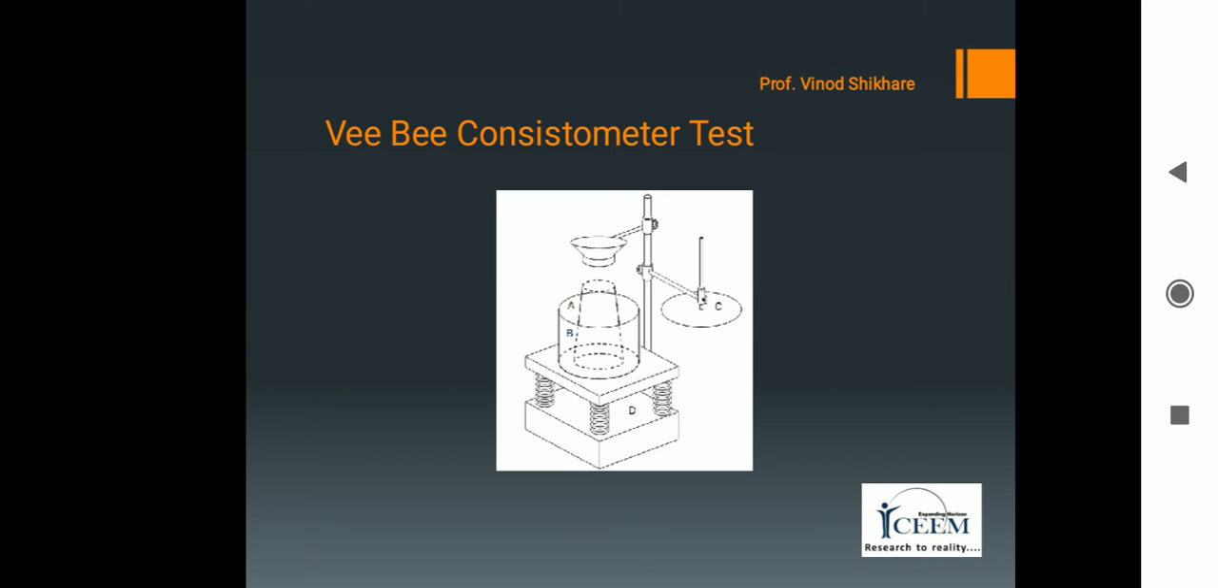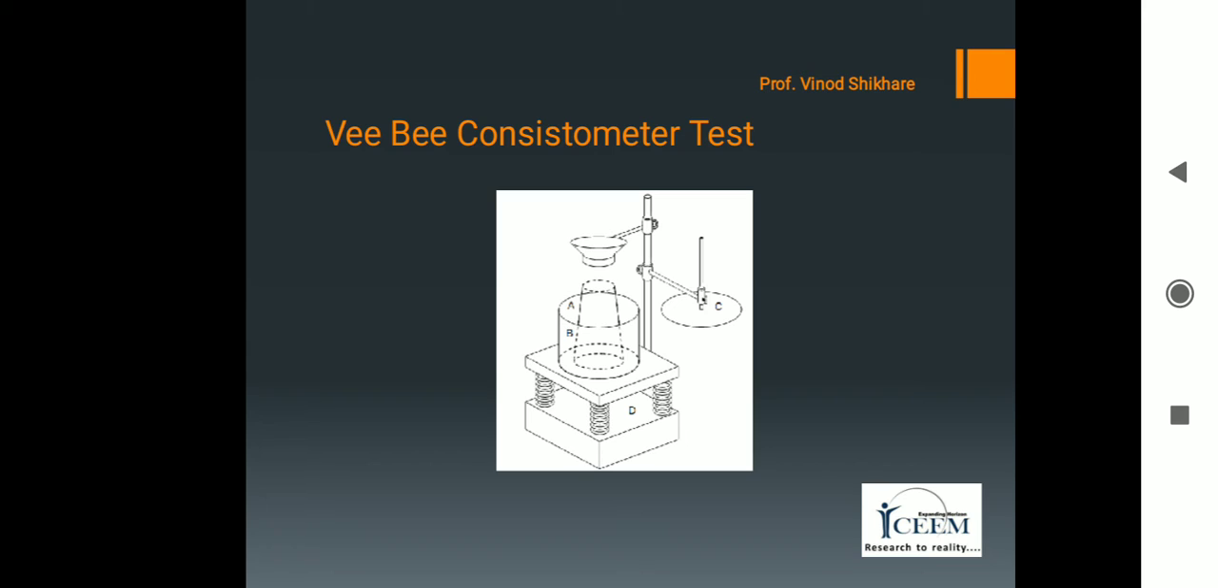The test setup of the VB consistometer is shown in the figure. For carrying out this test, first of all the slump test is performed by placing the slump cone, that is A, inside the cylindrical pot B. After removing the slump cone mold, the glass disc C is turned and placed over the top of the concrete mass. Now controlled vibrations are started through the electric vibrator, that is D, and simultaneously the stopwatch is started.